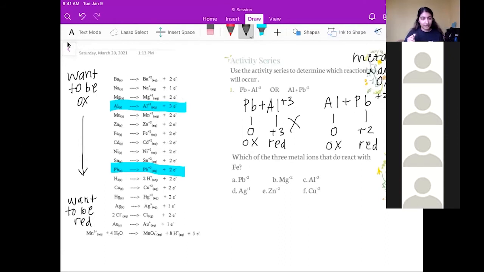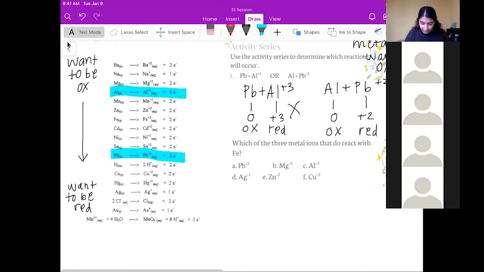Or would anyone like me to explain it again? Or are we good with the first problem? Good? Okay. So basically the rule of thumb for activity series is whatever is being oxidized should be higher. Otherwise, the reaction can't occur. Okay, we'll go to the next one.